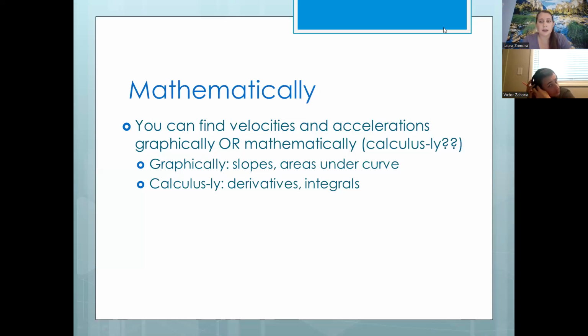A comment in the chat says: I haven't learned derivatives yet, still in high school. Are we gonna go further into that? Yes, we are. And they're really probably not as bad as you think they might be.